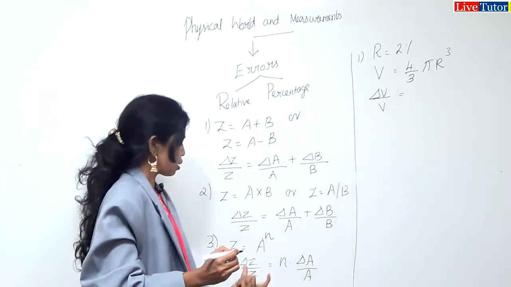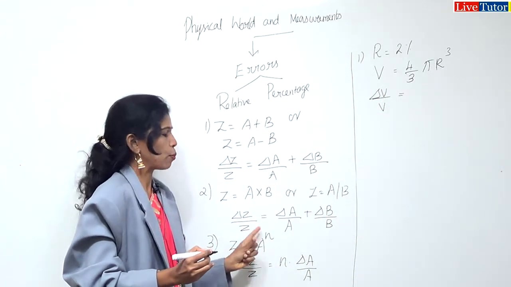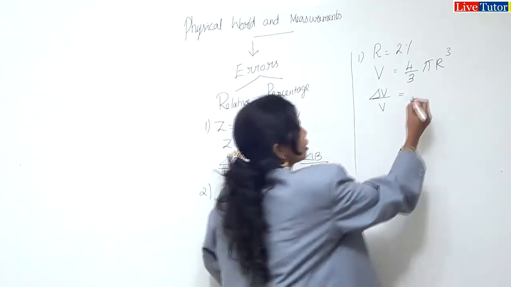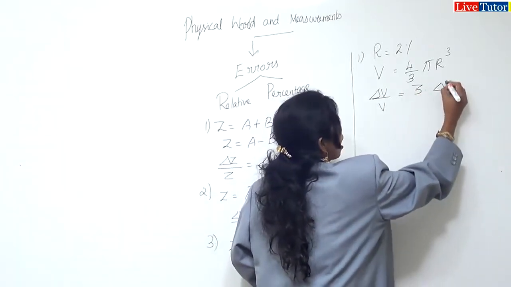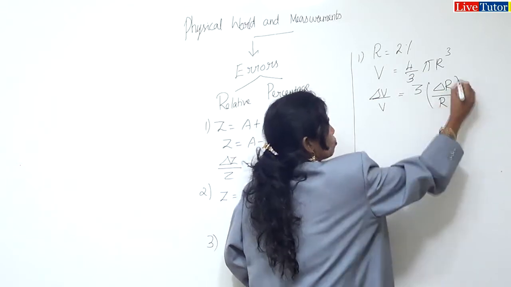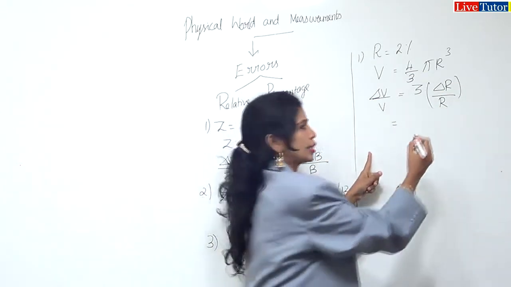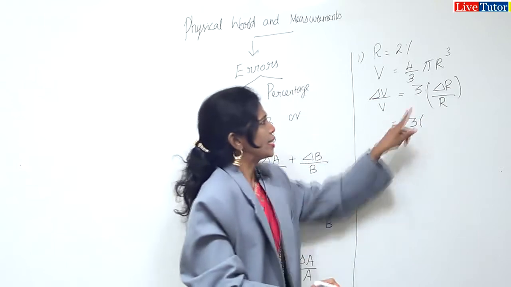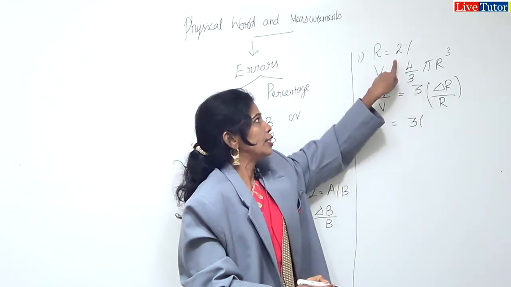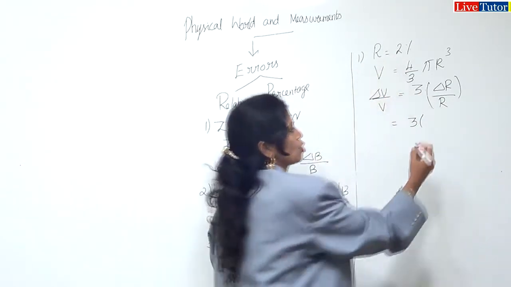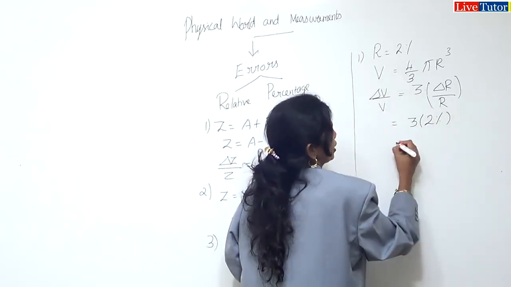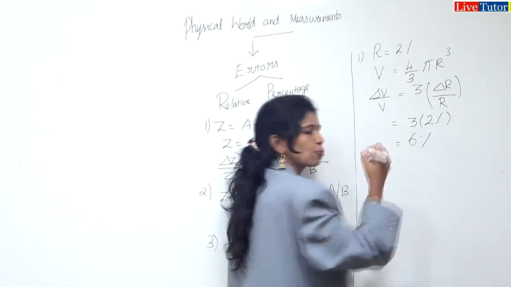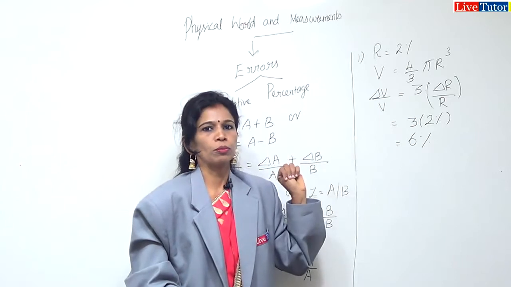R cube comes under the third case, a power n. So, how do we write it? 3 into del r divided by r. So, this is equal to 3 into, what is the error of radius? That is given as 2%. So, 3 into 2%, which is equal to 6%, is the solution of this problem.